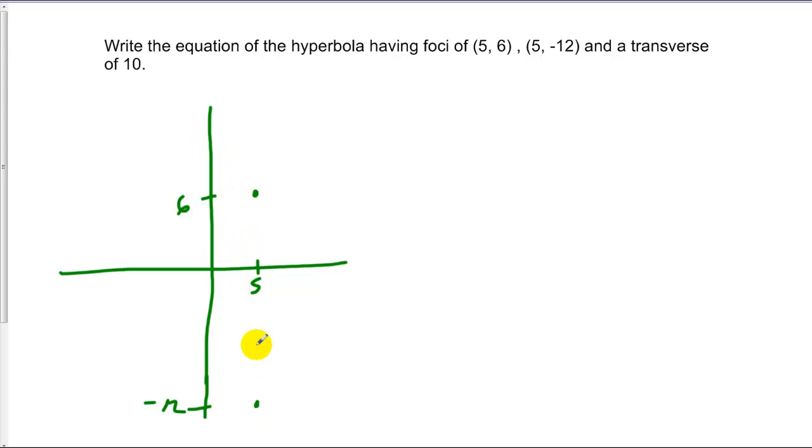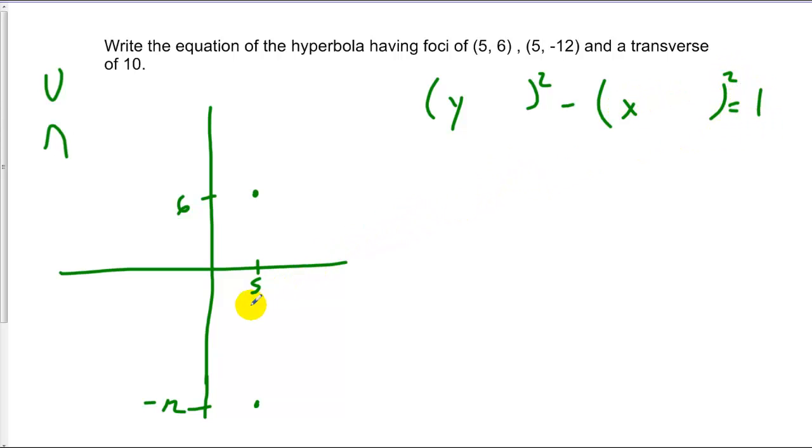I know that since the foci are on a vertical plane, I'm going to have an ellipse, or sorry, a hyperbola that leads with the y squared term and then has an x squared term. And once again, my center is midway between these 2 points. I have a total of 18 between them, so 9 is going to get me to my center. And this distance here will be equivalent to C.